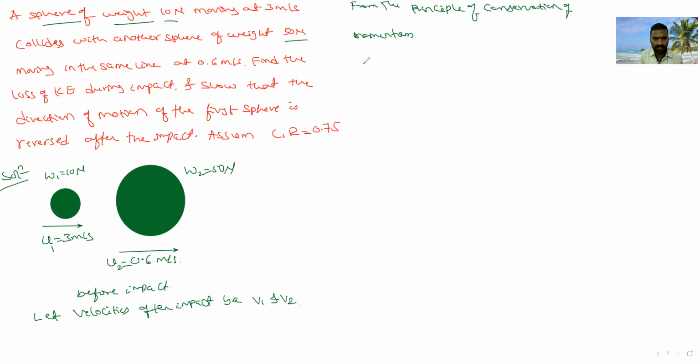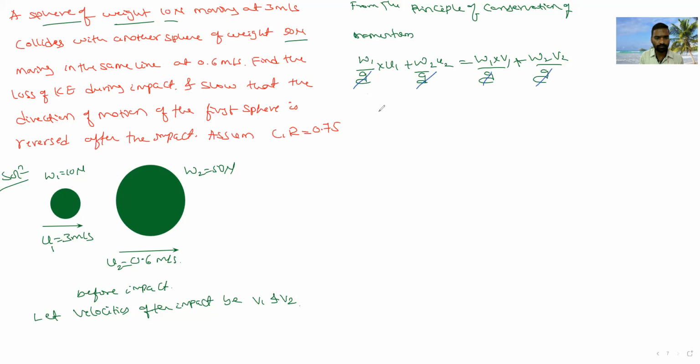Okay, so can I write it is W1 by G into U1 plus W2 by G into U2 is equal to W1 into V1 divided by G plus W2 into V2 divided by G. Is it correct, all of you? Yes, sir. Initial momentum is equal to final momentum. Okay, substitute. This G gets cancelled everywhere.